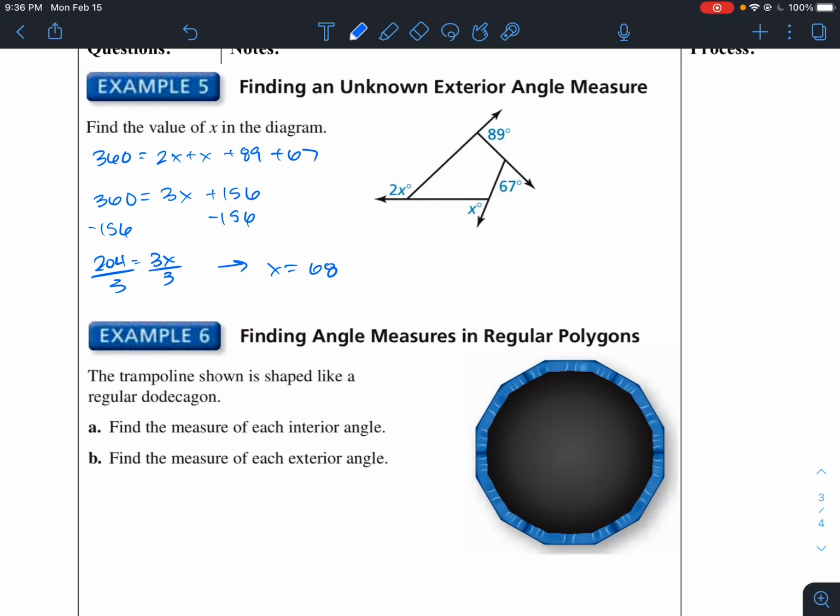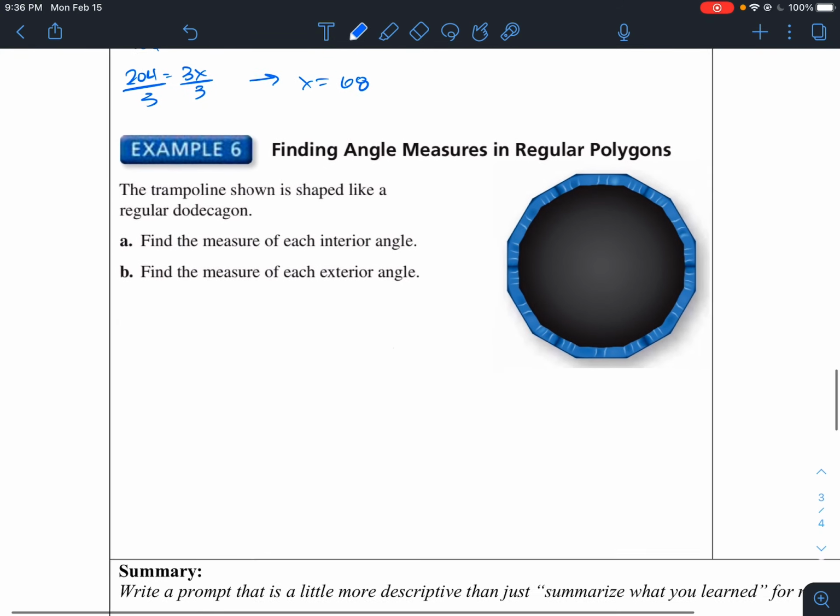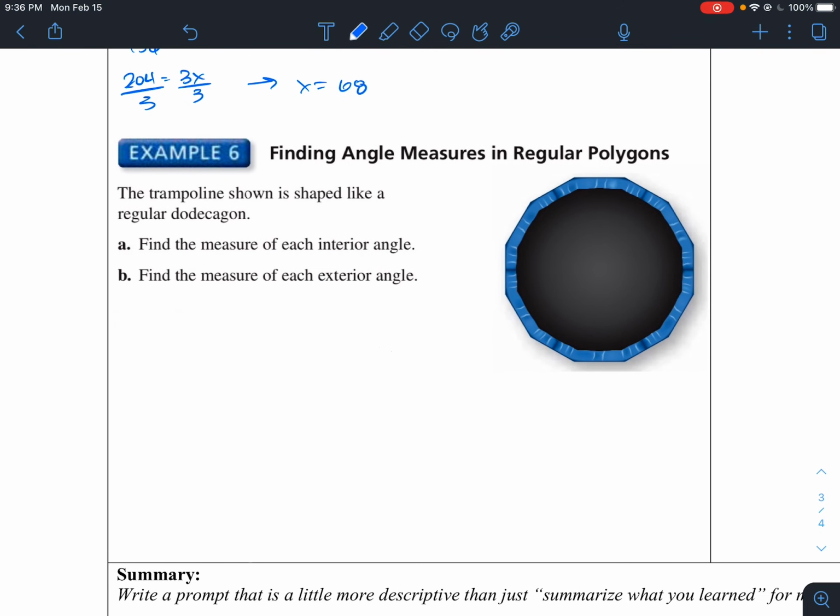All right. Let's move on to this last example here, finding the angle measures in a regular polygon. The trampoline shown is shaped like a regular dodecagon. That's actually a 12-sided polygon. So you can see here 1, 2, 3, 4, 5, 6, 7, 8, 9, 10, 11, 12. Find the measure of each interior angle. So we're going to find the measure of each interior angle.